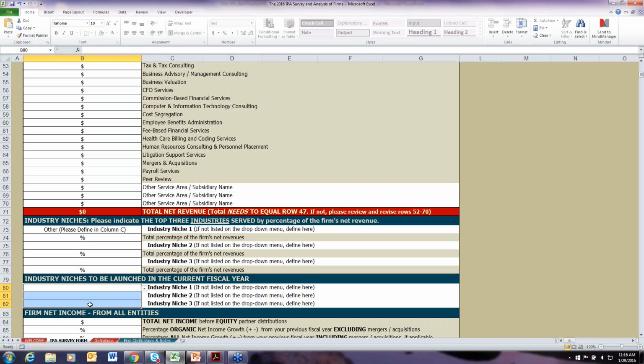And then finally, in this section here, rows 80 to 82, indicate any new niche practice areas that you're looking to launch in the current fiscal year, and with the same drop-down menu, indicate any of these areas, or go ahead and put your input into column C.